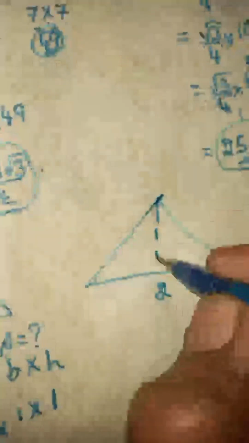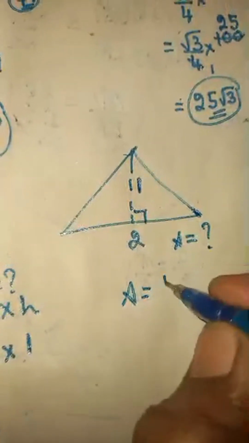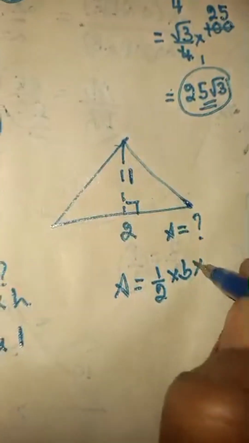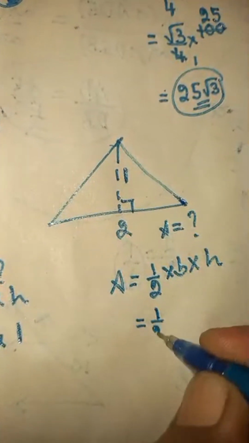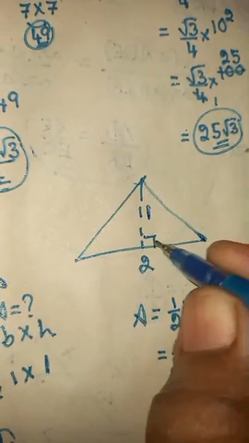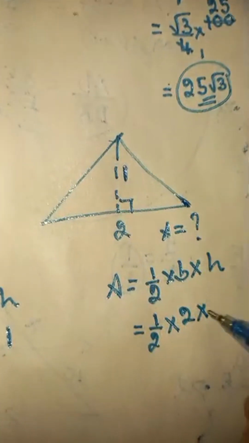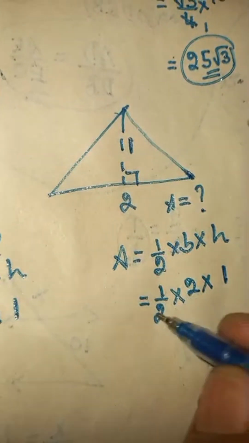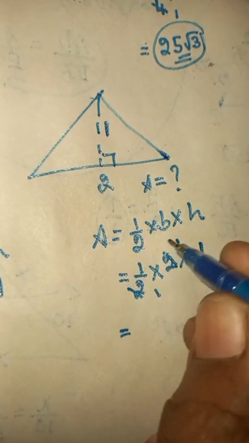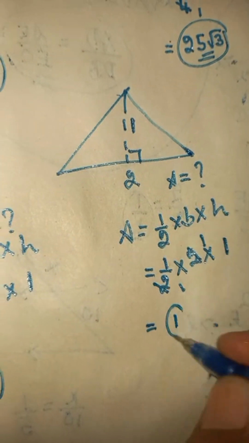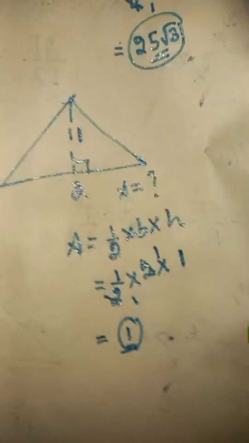Let's take one more triangle. In this triangle, they have given the base length as 2 units and the perpendicular height as 1 unit. Here also you need to find out the area. Area of this triangle is also half times base times perpendicular height. That is half times this base which is 2 units, times this perpendicular height which is 1 unit. You can divide 2 by 2, 1 times. 1 times 1 is 1. Again 1 times 1 remains as 1 square unit.